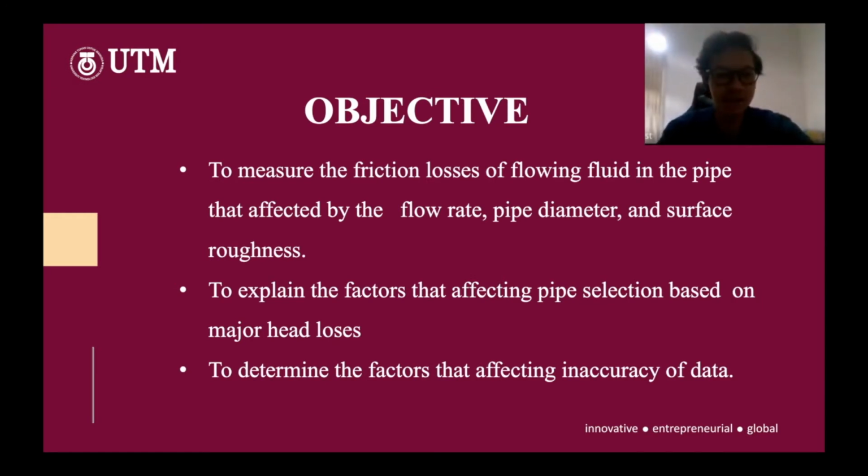So these are the objectives. We have 3 objectives here. The first one is to measure the friction losses of flowing fluid in the pipe that are affected by the flow rate, pipe diameter, and surface roughness. The second one is to explain the factors affecting pipe selection based on major head losses. And the last one is to determine the factors affecting inaccuracy of data.